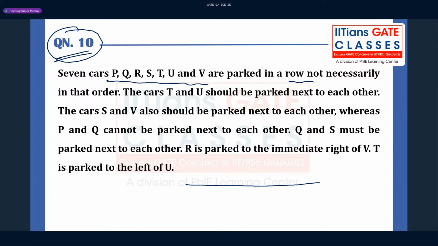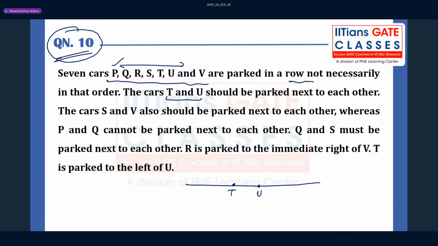So P, Q, R, S, T, U, V, how many are there, guys? 7 cars are there. Right? So P, Q, R, S, T are parked in a row, not necessarily in that order. This is not the order that you have to follow. The cars T and U should be parked next to each other. Remember this. So now you can say this is car T and this is car U. They are parked next to each other.